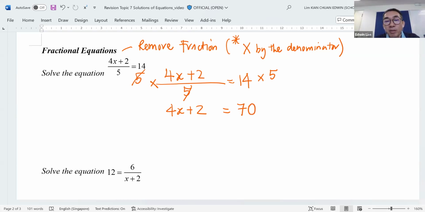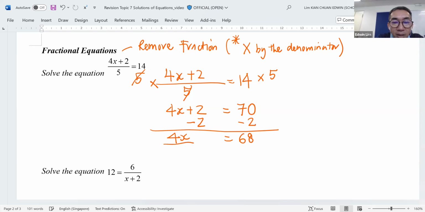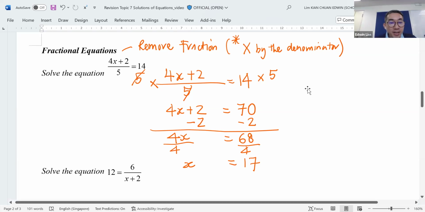Right now, we go back to the simple linear equation already. All right, so 4x plus 2, now I can minus 2, minus 2. So 4x equals 68. To get x, I divide by 4. x will be equal to 68 divided by 4, 17. That's the answer. Can you catch the idea?